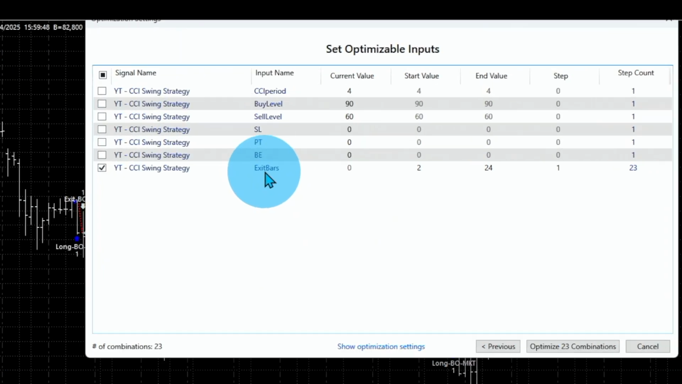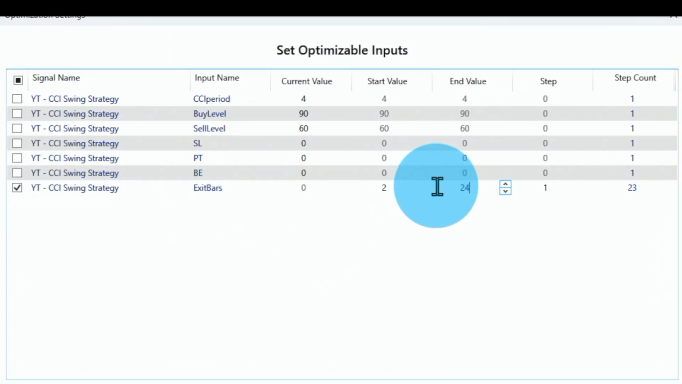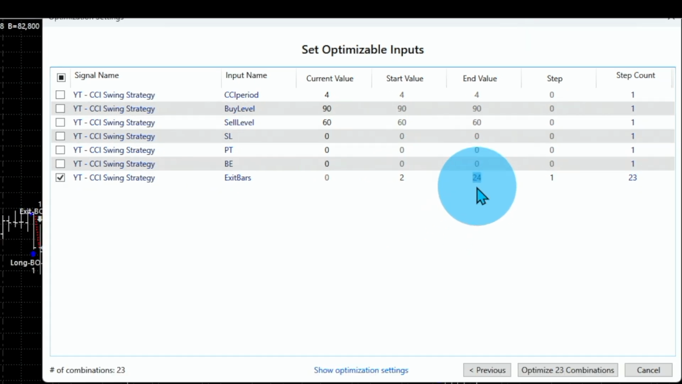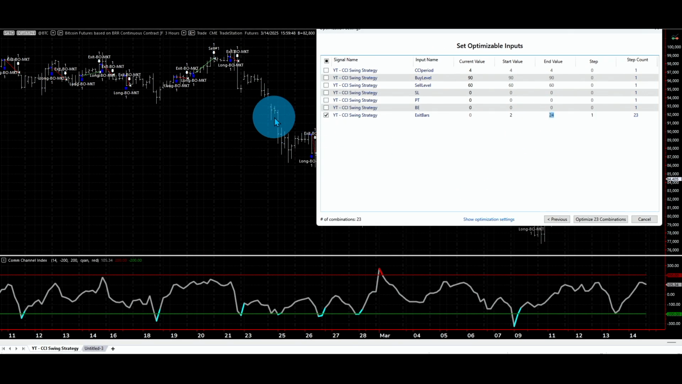Now, break even means when your strategy makes a certain profit number, you can move your stop loss to break even so as not to turn a profitable trade into a losing trade. So the first thing I will test is the exit with a fixed number of bars. I will test between 2 and 24. 24 bars means it's 3 days because we have 3 hours here. So this is very acceptable for an intraday strategy. And let's do the test.